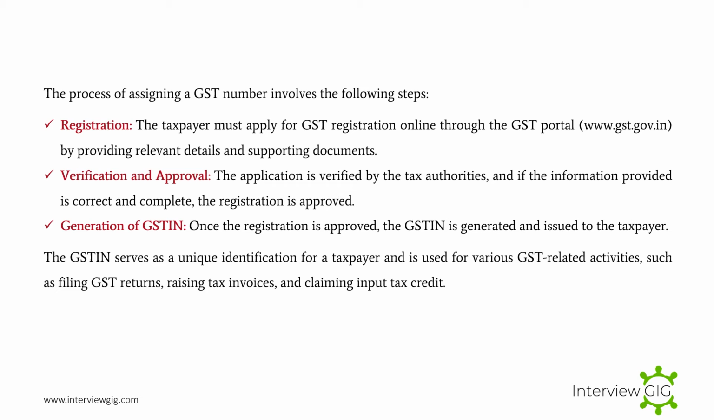The process of assigning a GST number involves the following steps. Registration. The taxpayer must apply for GST registration online through the GST portal www.gst.gov.in by providing relevant details and supporting documents. Verification and approval. The application is verified by the tax authorities, and if the information provided is correct and complete, the registration is approved. Generation of GSTN. Once the registration is approved, the GSTN is generated and issued to the taxpayer. The GSTN serves as a unique identification for a taxpayer and is used for various GST-related activities such as filing GST returns, raising tax invoices, and claiming input tax credit.